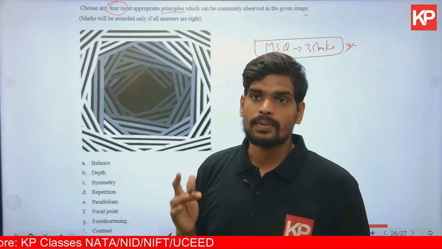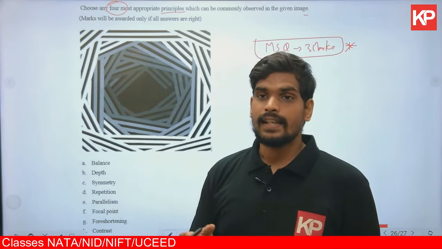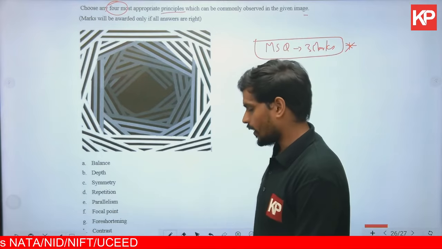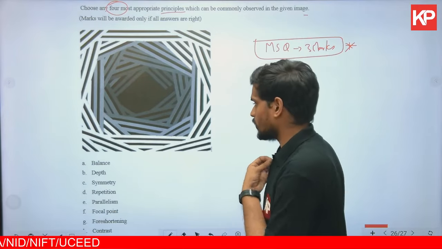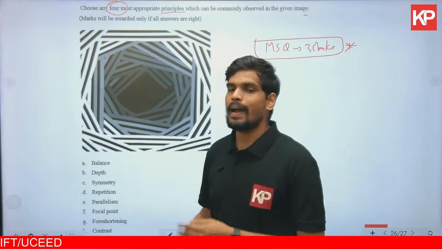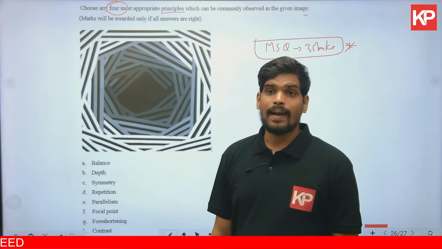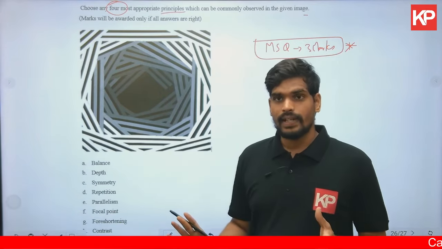Let us go option by option, eliminate what you think is incorrect, and then select the correct options, right? We have to select 4 correct options in this particular picture. Starting with the first, balance. Do you have a balance? Is there uniformity of visual weight?